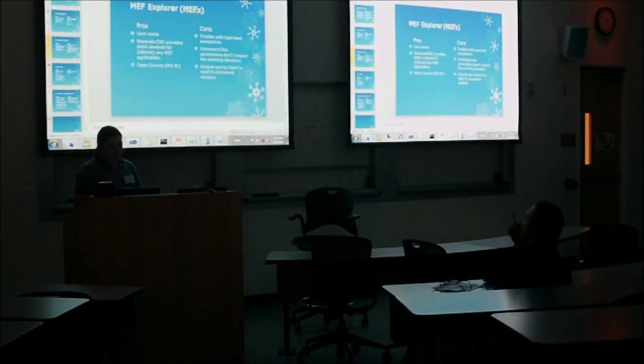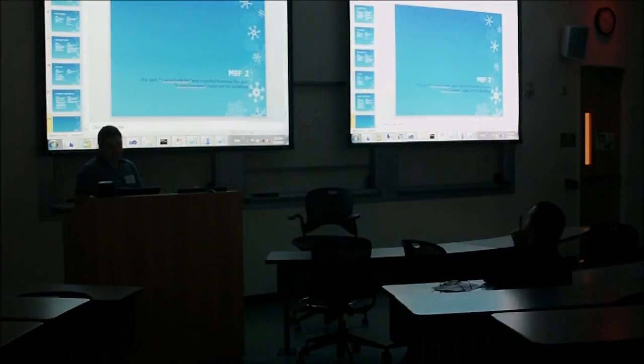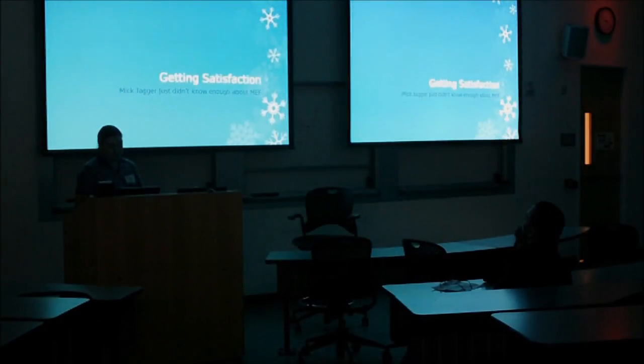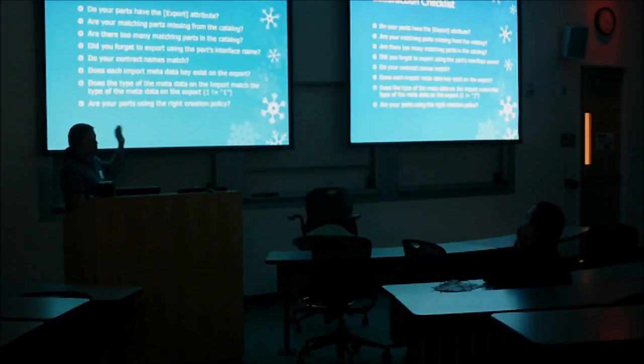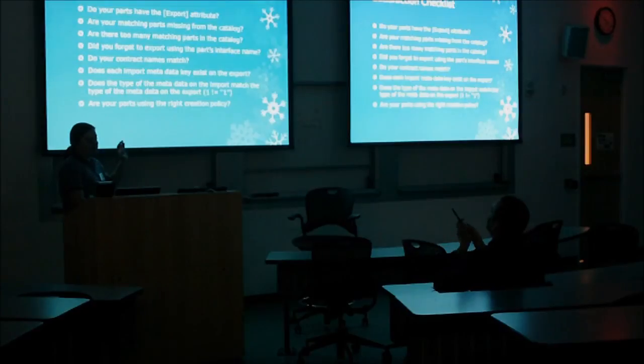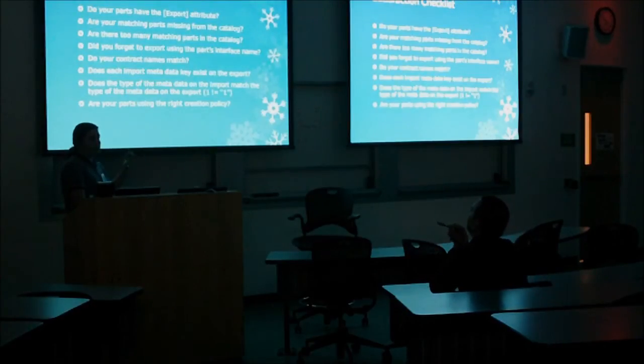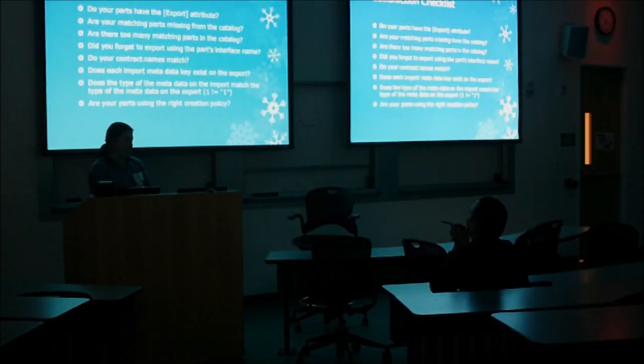So, the last part of this is just kind of a laundry list, or a checklist, of things you might want to look into. I can send this to you if you want. There are always the dumb things to start with, right? Did I actually remember to make my classes into MEF parts? Did I put that attribute there? Is my catalog really what I think it is?